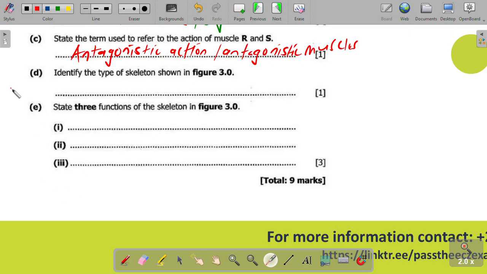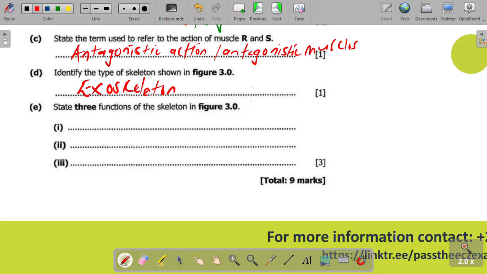D, identify the type of skeleton here. We said this is what we're answering now. The type of skeleton here is exoskeleton. Exoskeleton. Somebody's asking, but sir, explain, why is this exoskeleton?